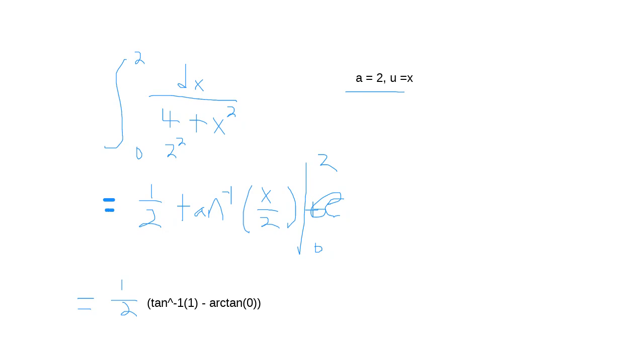Arctangent 1 is easy, I remember it. So we get a half of pi over 4. Subtract arctangent 0. What's arctangent 0? It's just 0, so we don't really have to write it. The answer is just pi over 8. Okay, so does anyone have any questions?